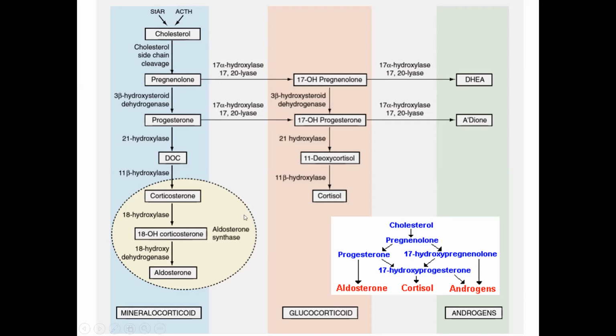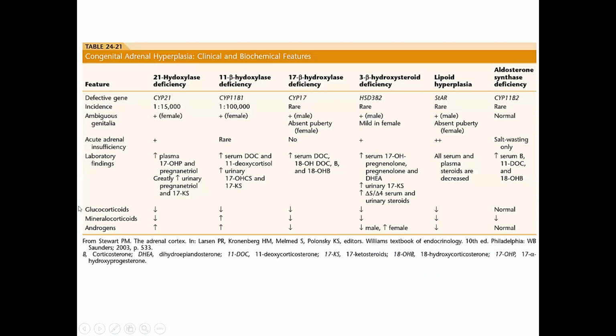And for the final step in the steroid synthetic pathway leading to production of your aldosterone is this one, the conversion of your 18-hydroxycorticosterone to aldosterone by the enzyme aldosterone synthase. So this is the final step in the steroid synthetic pathway leading to the production of your aldosterone. Now, that's for the mineralocorticoid class.